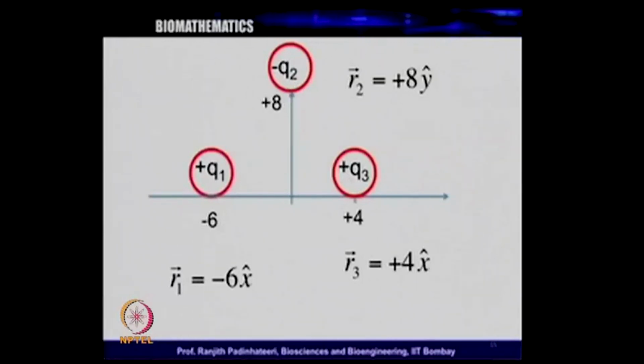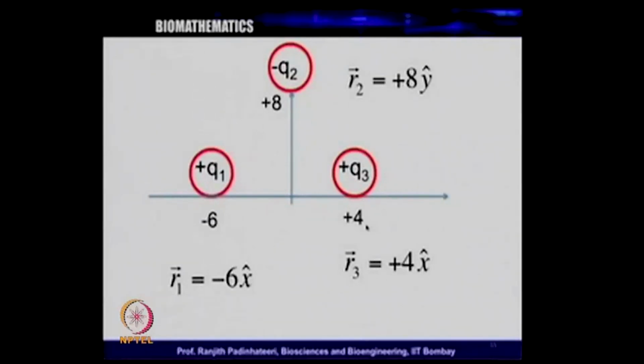Now, what about this third charge? The third charge is at 4. So, that means r3 is plus 4x. You have to go plus 4 along the x axis. That is what this means. So, we know r1, we know r2, we know r3.